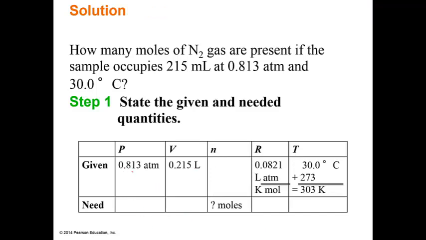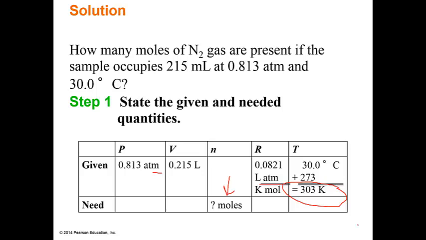So let's state our quantities. So our pressure, 0.813 atmosphere. Volume, 0.215 liters. Moles, we don't know, but we're going to find out. Our constant, we're using atmosphere here, so 0.0821. And then we got to get our temperature in Kelvin, always in Kelvin, because that's what we do. That's how we roll. Take 30 degrees plus 273, 303 degrees Kelvin. Awesome. We've got all the data we need. We've got our chart filled out.